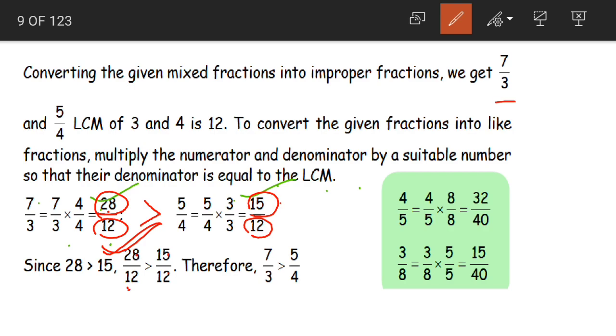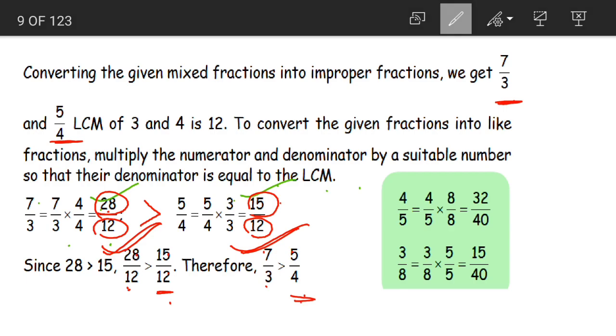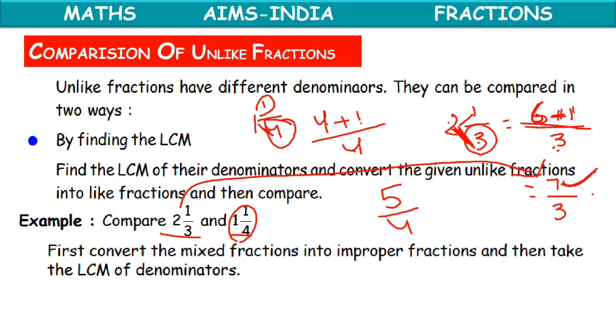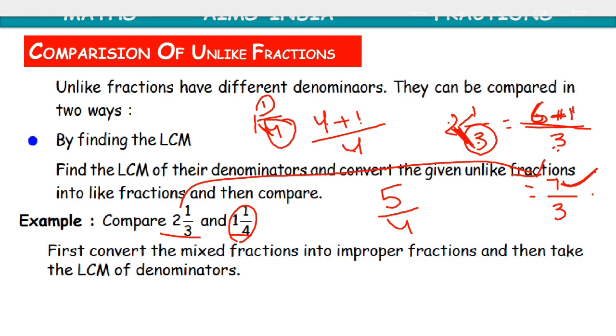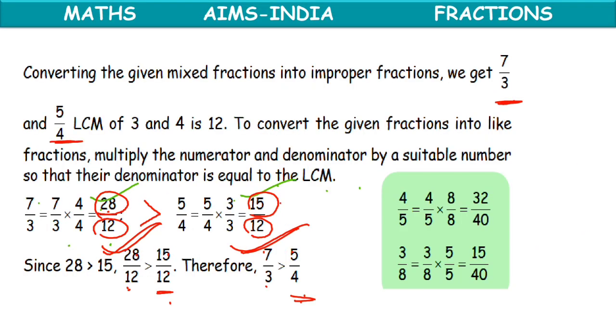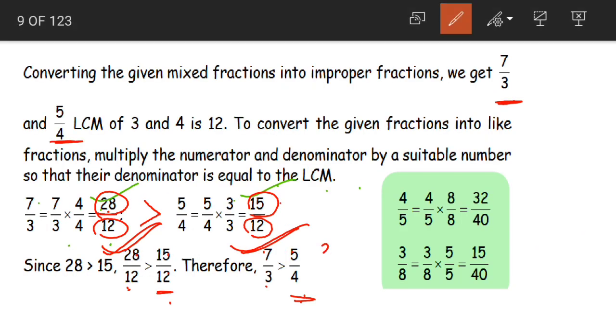28 by 12 is nothing but what? Our 7 by 3. 15 by 12 is nothing but 5 by 4. So 7 by 3 is greater than 5 by 4. Or what were the mixed numbers? 2 1 by 3 and 1 1 by 4. 2 1 by 3 is greater than 1 1 by 4.